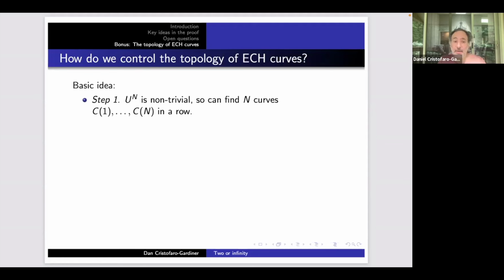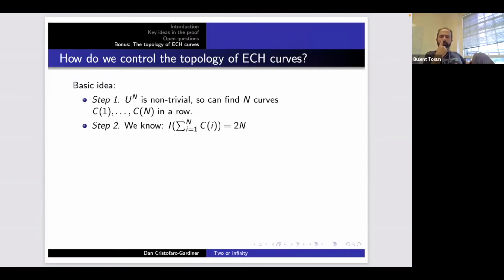So the basic idea is, like I was saying before, you have this U map. It counts index 2 curves. So I actually want to look at the U^N map. The basic reason for this is that the philosophy is that if I just look at a random U map curve, it's hard to control much of it. So instead, I want to use some kind of probabilistic argument about N curves in a row. So you get these N curves from the U^N map. They're in a row in the sense that, say, the negative asymptotics of C1 are the same as the positive asymptotics of C2, etc. And just because the U map is counting index 2 curves, I know that the total ECH index of the N curves is 2N.